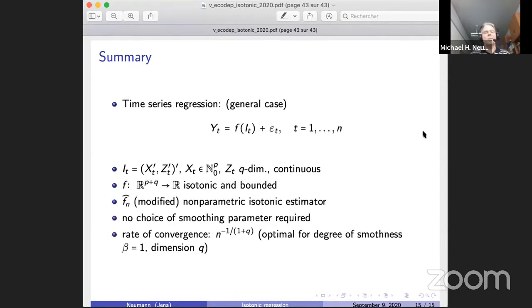As said before, one really nice and convenient thing is that no choice of any sort of smoothing parameter is required here. This estimator automatically adapts to the necessary and adequate degree of smoothing, and the rate of convergence that we obtain for this estimator measured in the L1 norm is just the optimal one. So I guess that's all.